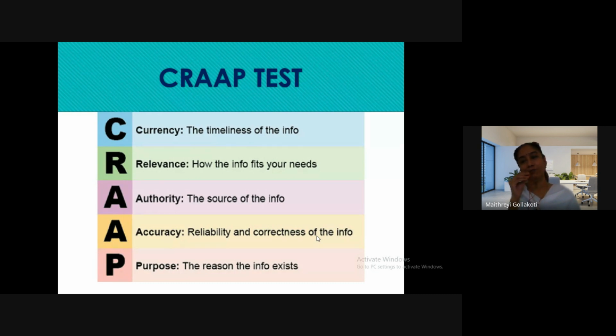And next, purpose. What is the purpose of your research? Is it going to help someone? Is it going to better the curriculum? Is it going to help students in the next generation? So these are the questions that come under purpose. So this is the CRAP test. We will discuss these aspects more elaborately in the coming slides. Okay?